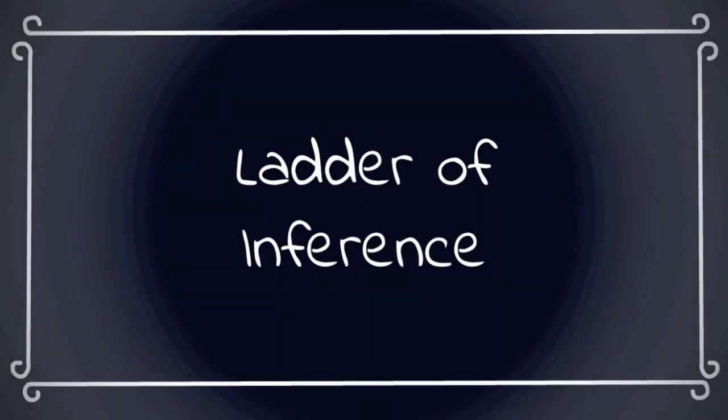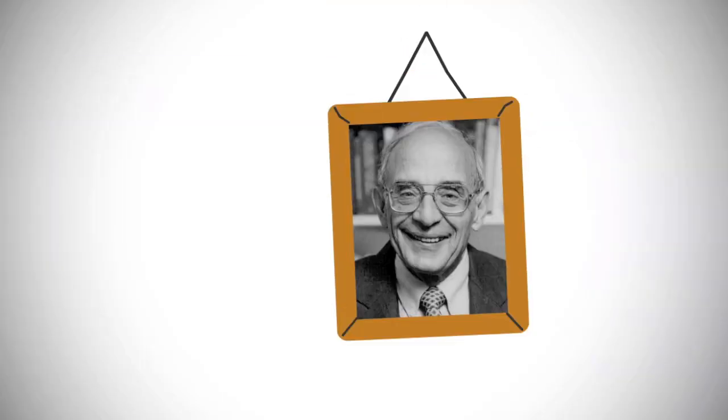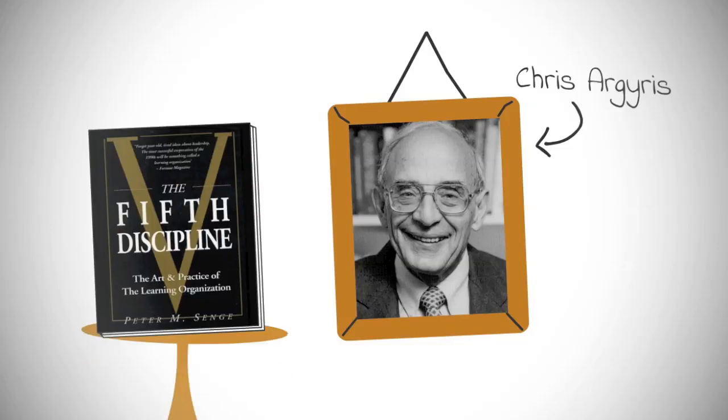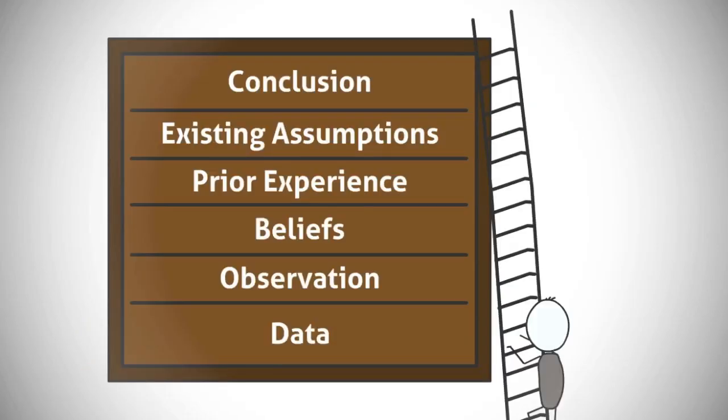You can do this by using a method called the ladder of inference. It's a system which was first developed by psychologist Chris Argyris way back in 1970 and popularized in Peter Senge's book, The Fifth Discipline. The ladder of inference is a way of describing how you move from a piece of data, such as a comment or something you have observed, through a series of mental processes to a conclusion. These processes can be visualized as rungs on a ladder.